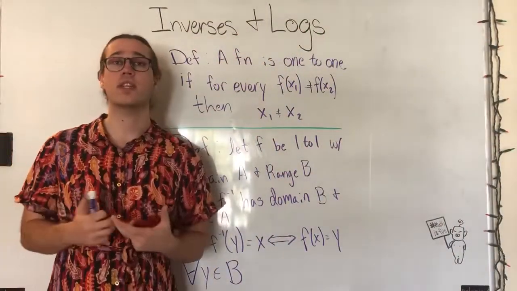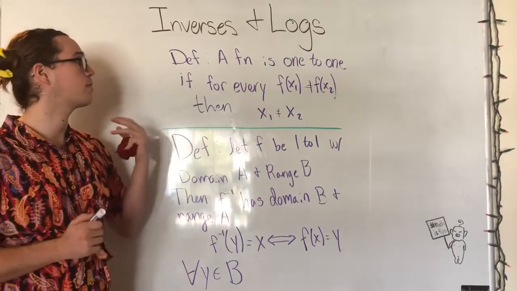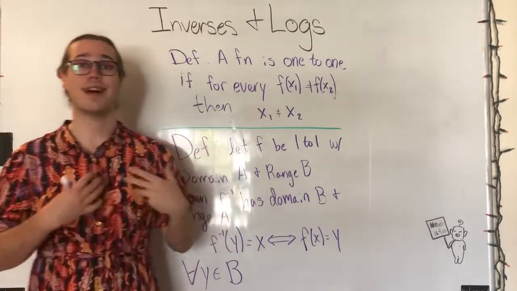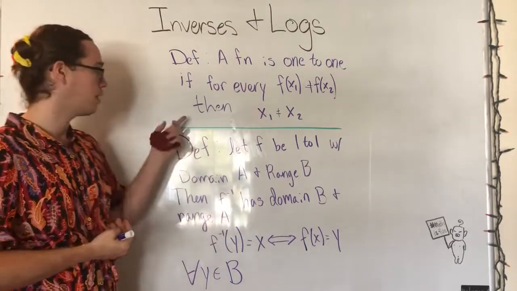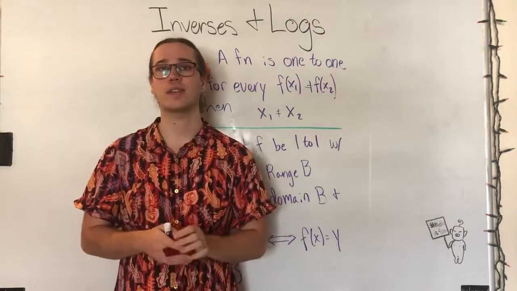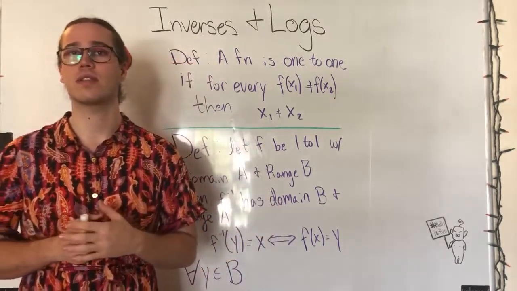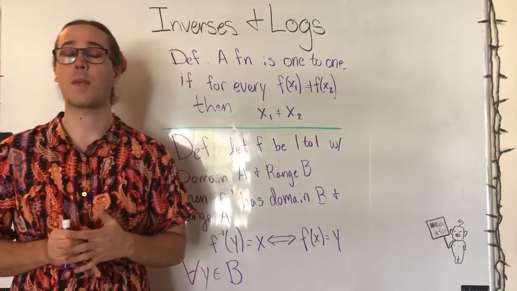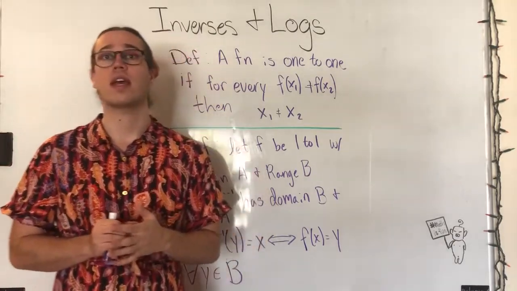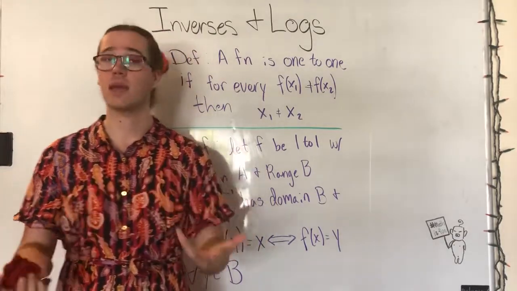So we have our definition of one-to-one, and it states if f of x1 is not equal to f of x2, then x1 does not equal x2. And essentially what this is saying is you cannot have multiple x values corresponding to the same y value.